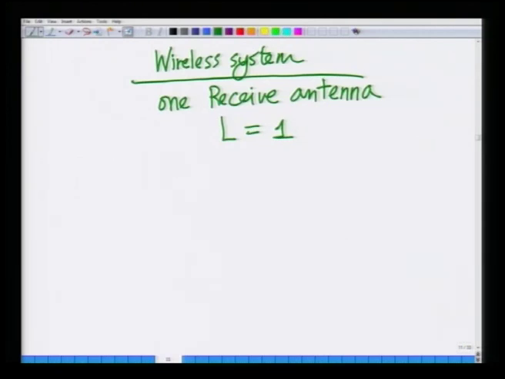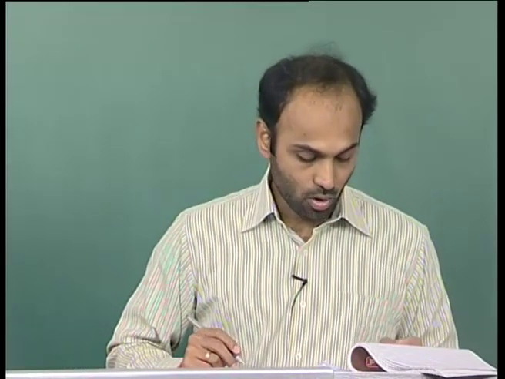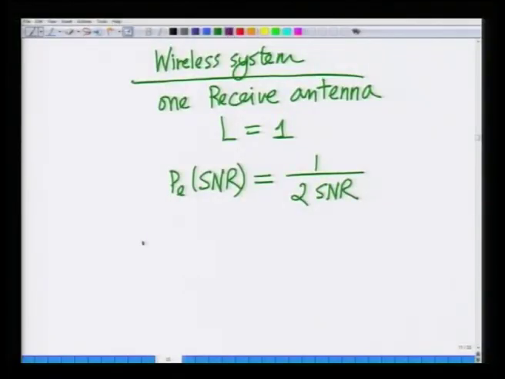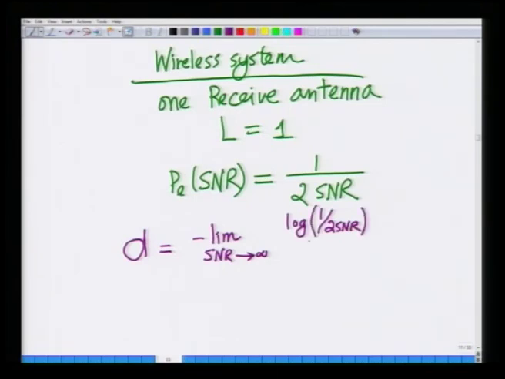We saw the probability of bit error, or the bit error rate, at high SNR. We saw that P_E of SNR is nothing but 1 over twice SNR. The bit error rate decreases as 1 over twice SNR. Now let us employ our diversity order definition. Hence, the diversity order D is given as minus limit SNR tending to infinity of log of 1 over twice SNR divided by log of SNR.